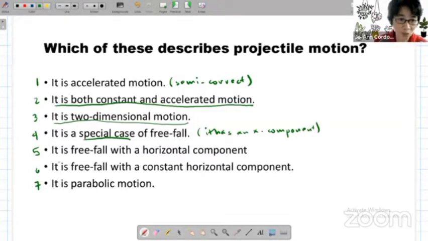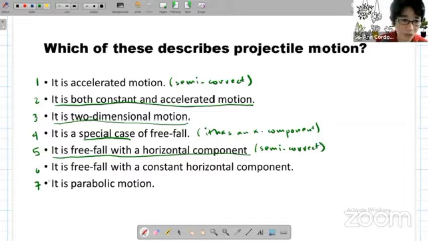So that leads us to statement number 5, where it is a free fall with a horizontal component. So we know that this is also correct, but semi-correct again because there is a missing condition. And the missing condition is actually in statement number 6. It is free fall with a constant horizontal component. Okay? Because it is a free fall, but it has a horizontal component, the difference is that its horizontal component is actually non-accelerated. So, we are going to discuss what is the implication of this in a little while.